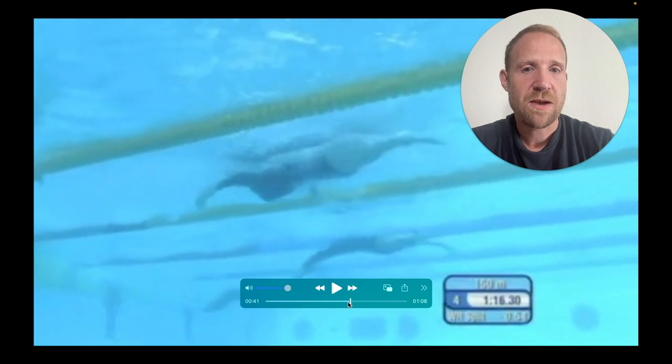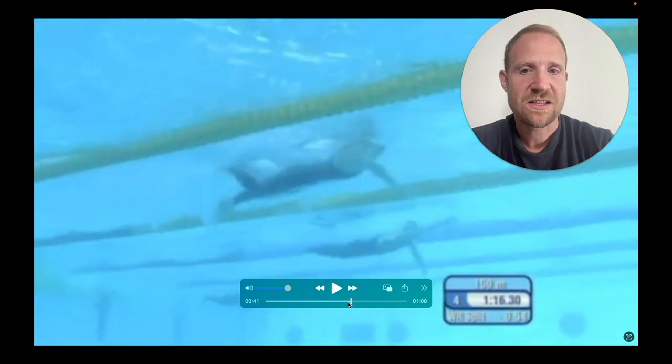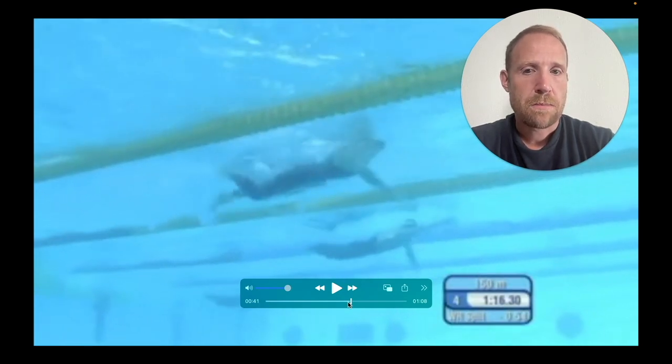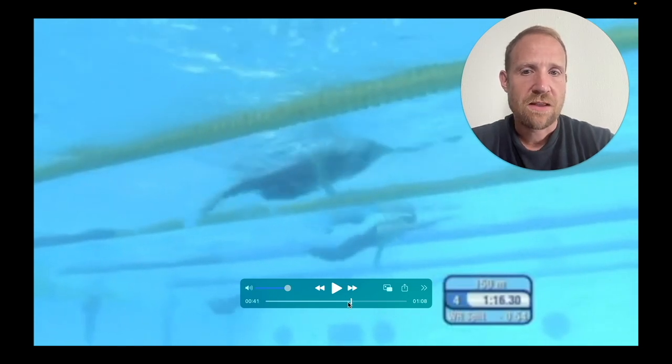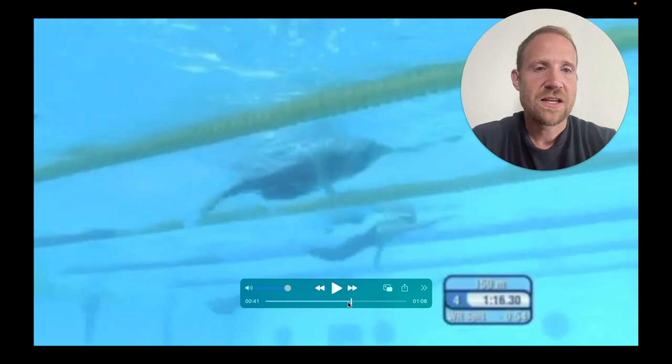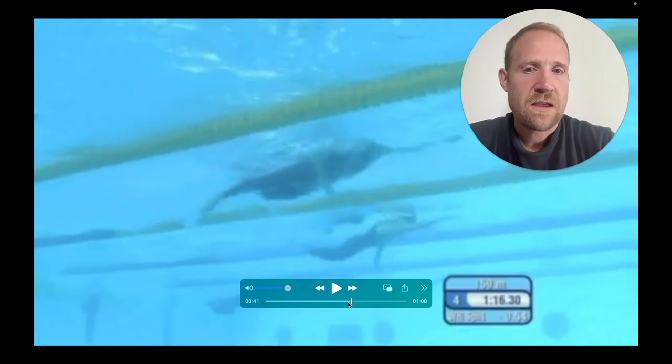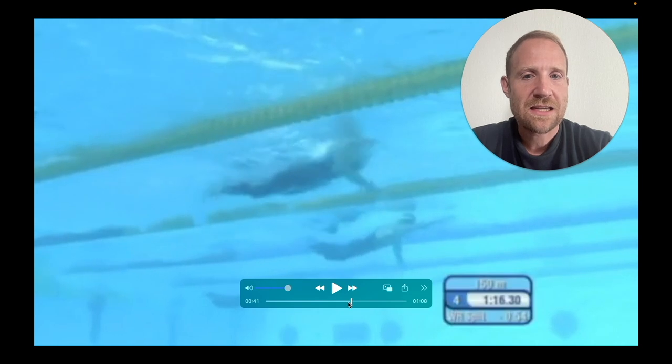Now his left arm's about to enter here. You can see that left kick getting ready to go. And then boom, he switches over to the other side. And so right there, he's kicked, he's transitioned, and he's got that arm entering the water there. And so it's the same idea.